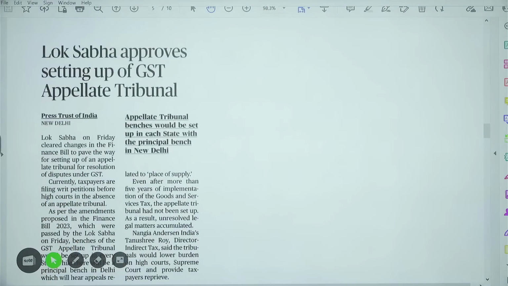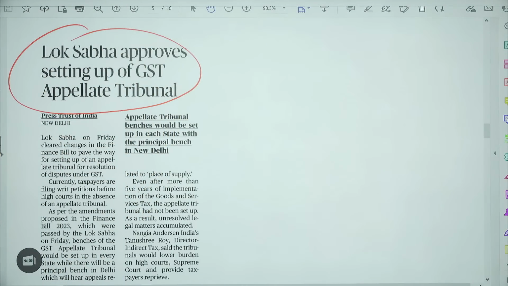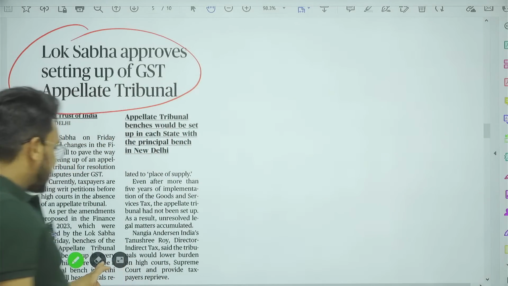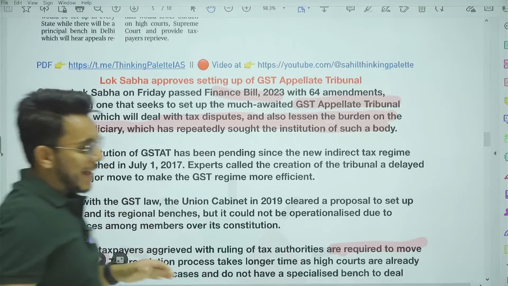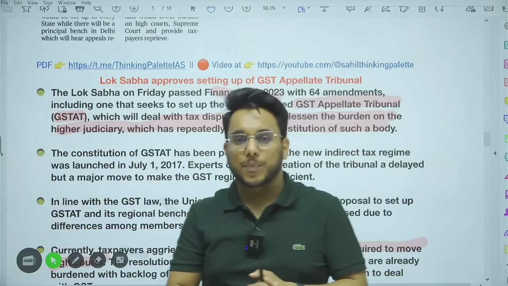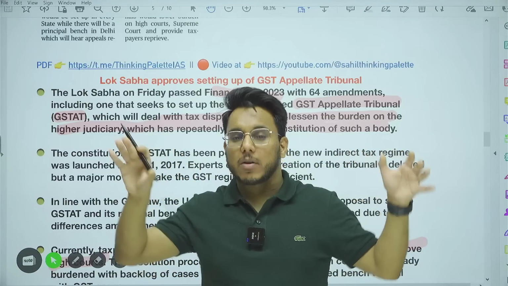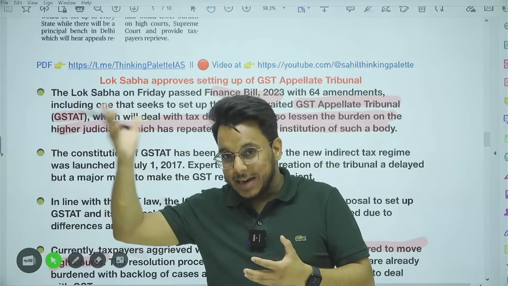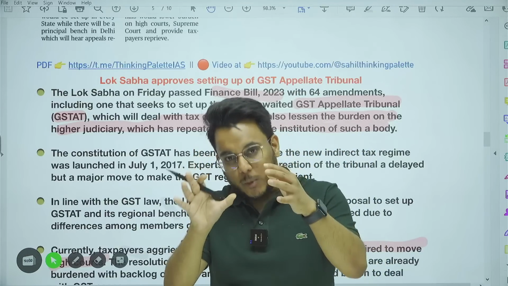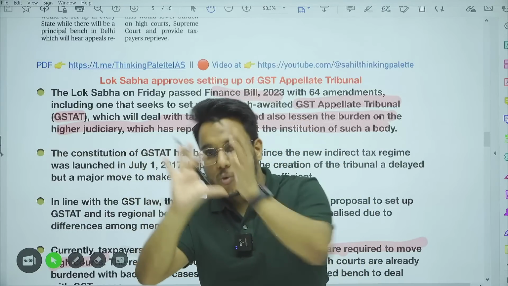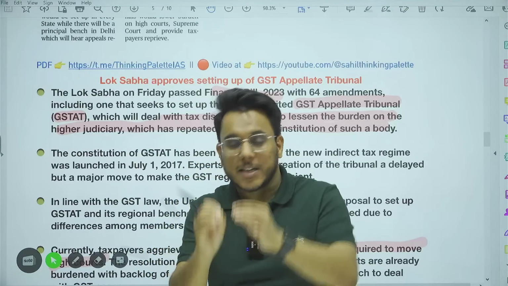Now further moving on: Lok Sabha approves the setting up of the GST Appellate Tribunal. Basically, guys, the budget session was going on. Every year the government comes with the budget, and along with it, certain amendments to the tax structure, new schemes and new proposals are introduced. When these new proposals of the budget are to be implemented, the government has to pass a finance bill which gives effect to all these proposals.